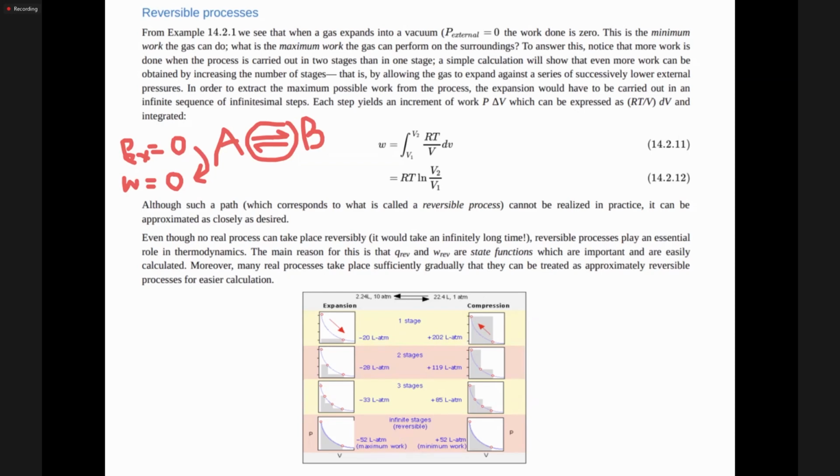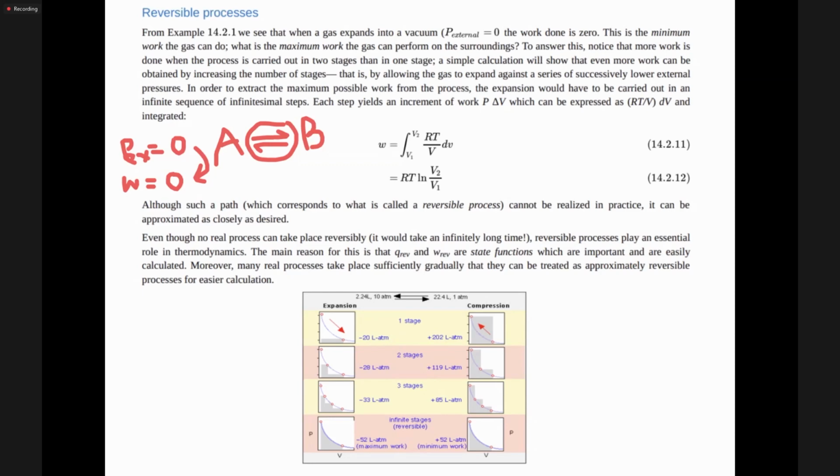So you might have understood that under two conditions the minimum amount of work that can be done by the gas is 0. One is when P external is 0, and another is when delta V is equal to 0, then also the total amount of work done by the gas can be equal to 0. So that is the minimum amount of work that can be done by the gas.